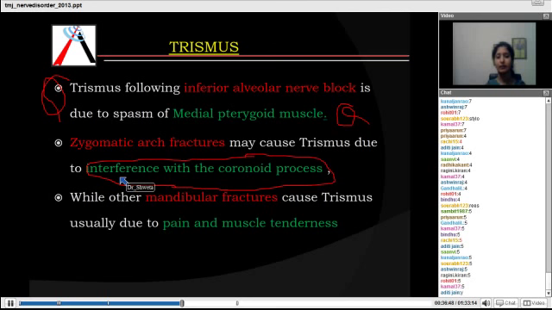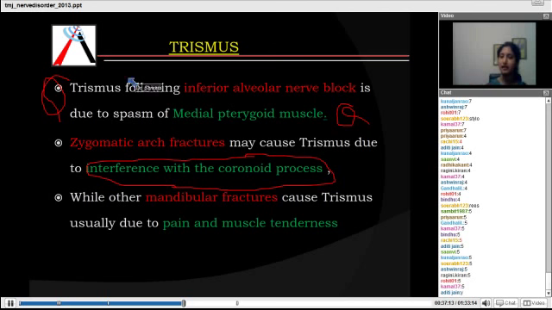Next are the mandibular fractures. They cause trismus usually due to pain and muscle tenderness. Okay? In mandibular fractures, the trismus is usually because of the pain caused by the fracture, or because your muscles have become tender, which actually leads to trismus. So everything which causes trismus has a definite reason.